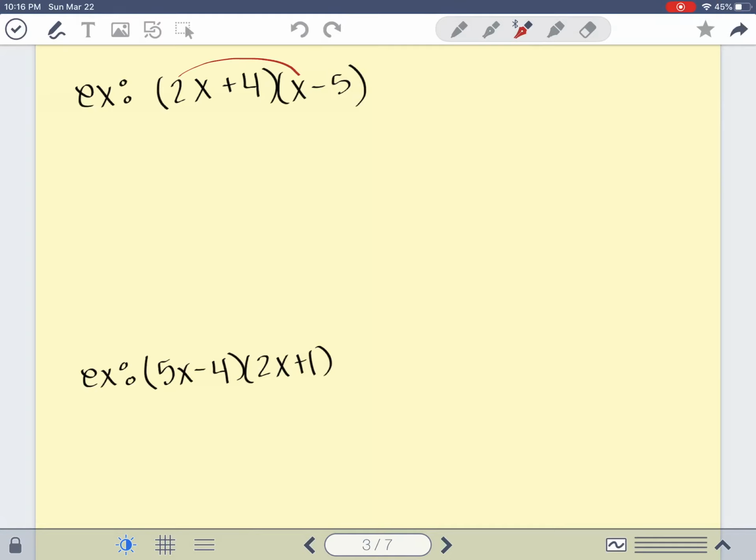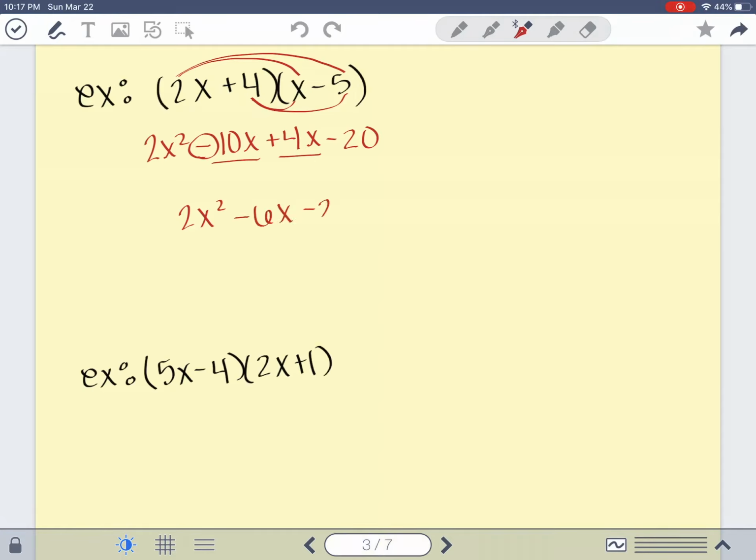So let's go back to the FOIL method. So 2x times x, 2x squared. 2x times a negative 5 gives me a negative 10x. 4 times x gives me 4x. And then 4 times negative 5 gives me negative 20. Combine your like terms. So I get 2x squared. Remember, this is a negative out here. So a negative 10x plus 4x will give me a negative 6x minus 20. And that gives us our final answer.